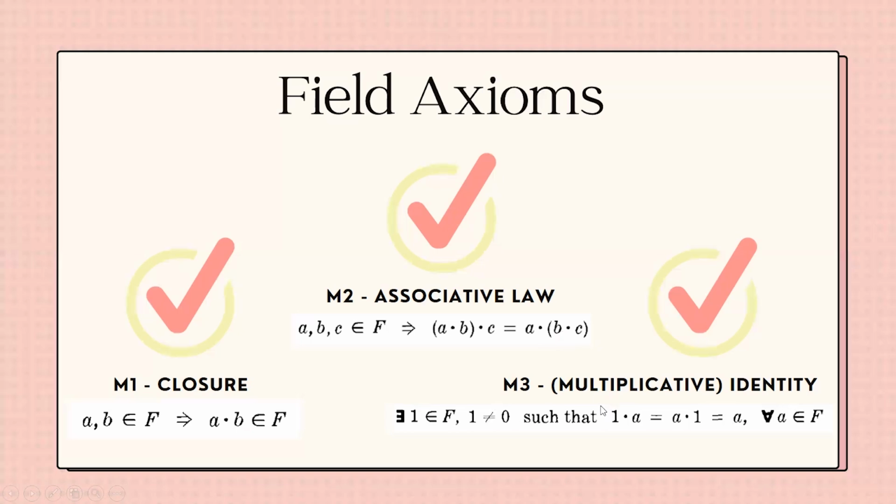And then we have here, there exists an element different from 0, which we denote by 1, such that A multiplied by 1 is equal to 1 multiplied by A, which is equal to A, for all A an element of F. And this is what we call the identity property of multiplication.